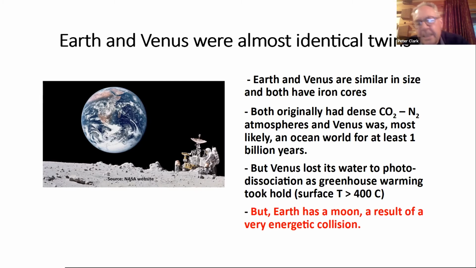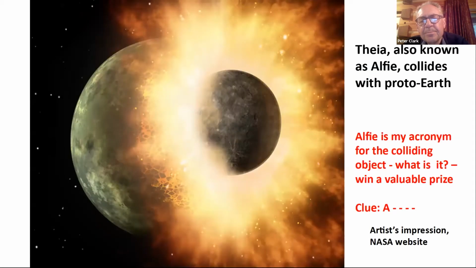But there's one key difference between Earth and Venus, and that is that Earth has a moon, and that resulted from a very energetic collision. Next slide, please. Okay, so that's just a nice picture. This object that's hitting proto-Earth is usually termed Theia, and I've renamed it Alfie.